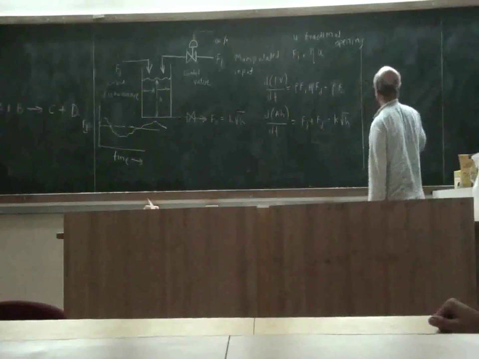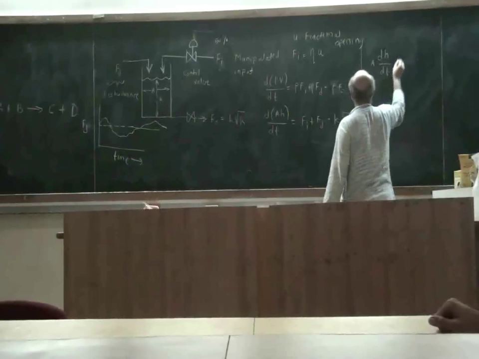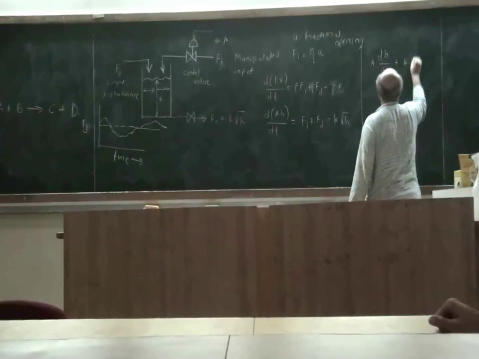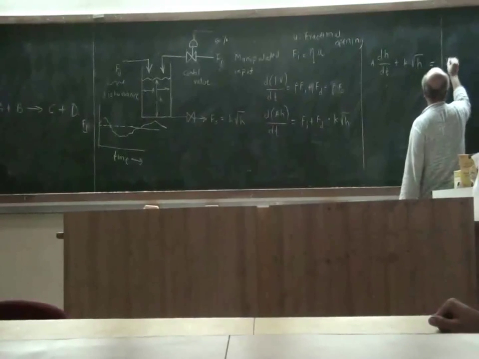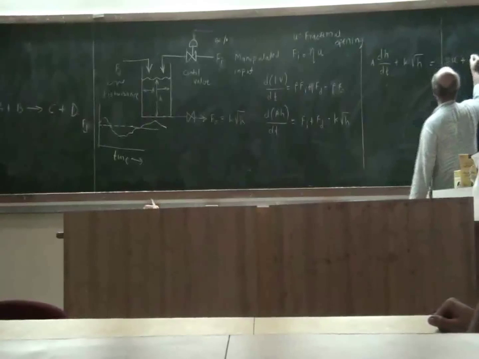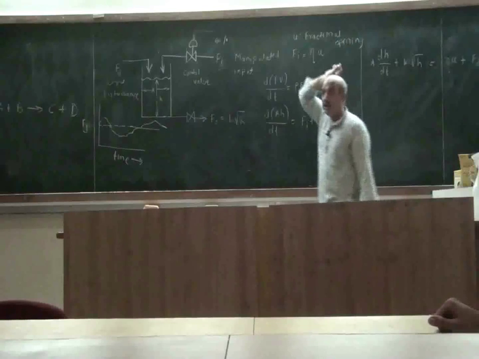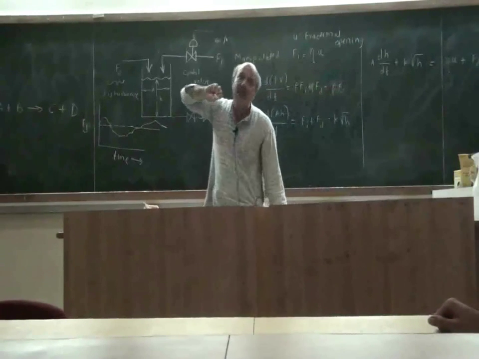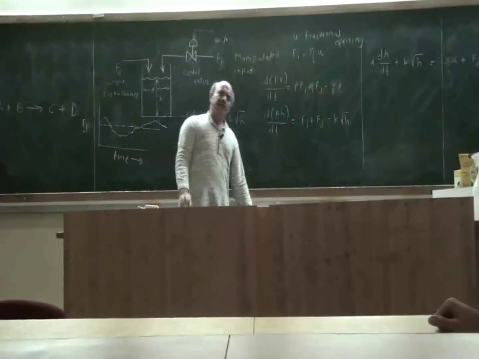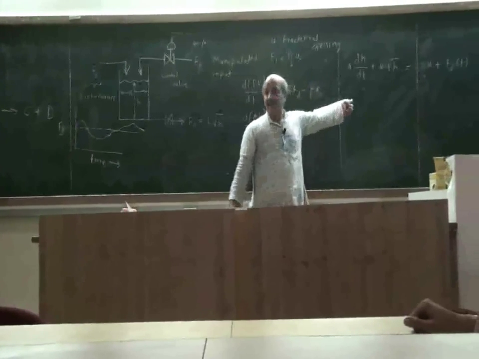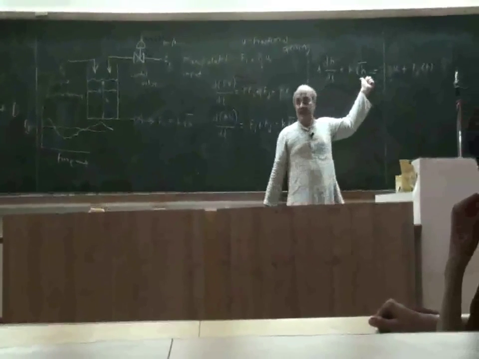So my differential equation now becomes A dH/dt plus K square root h is equal to Fi, which is now theta times u, plus Fd. This is my differential equation. If you go back to your first year courses in differential equations, this is an ordinary differential equation, first order. Is it a linear differential equation? It's not a linear differential equation. That's the unfortunate part. There's a square root h coming here.